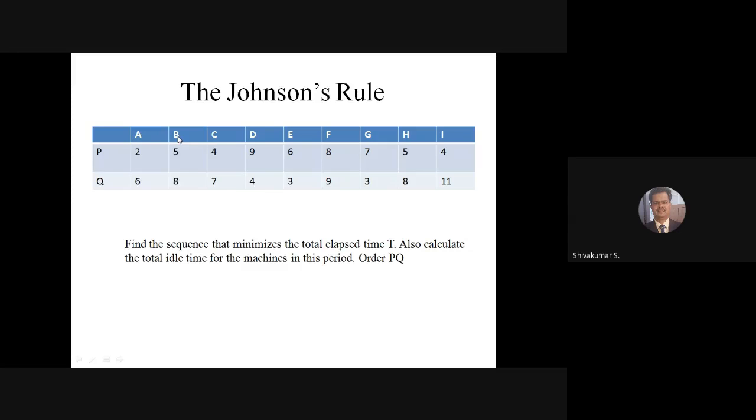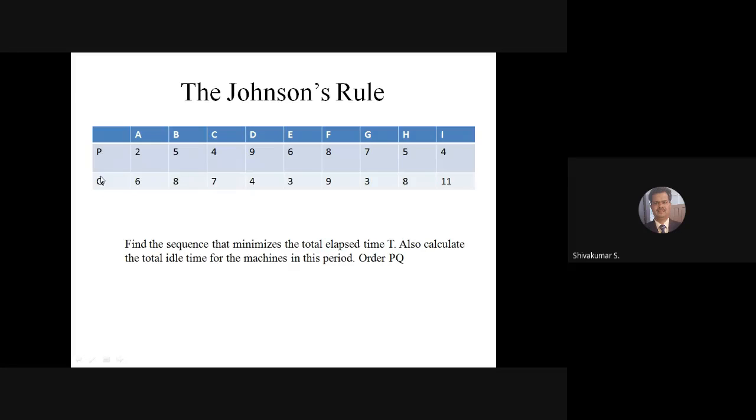You have 1, 2, 3, 4, 5, 6, 7, 8, 9 jobs. A, B up to I are the jobs, and P and Q are two machines. This is a two machines, n jobs problem where the processing times are given. Job A takes 2 minutes on machine P. Similarly, job B takes 5 minutes of processing time on machine P. Job B takes 8 minutes on machine Q.